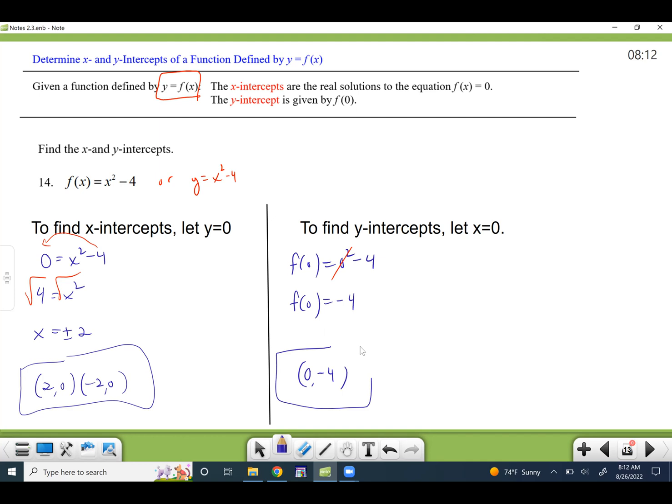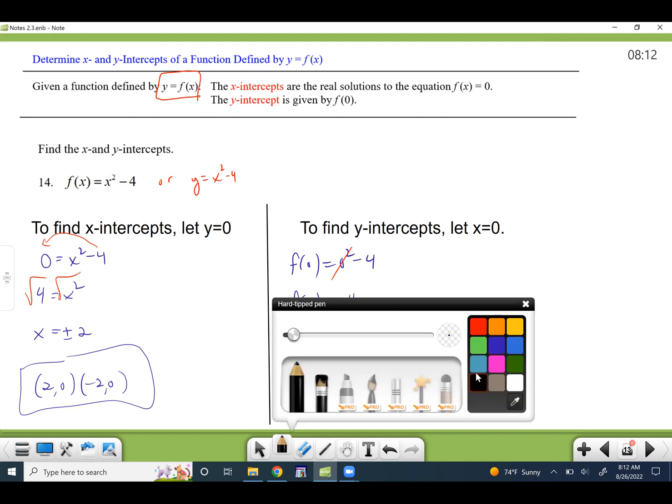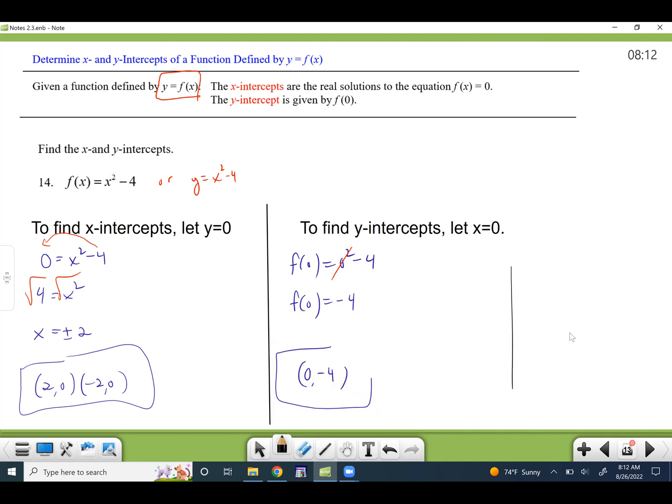And just to let you know, again, foreshadowing, if you didn't know this, it seems like a big deal. But I could have gotten this from graphing really quickly. -4 is where it would go through. 1, 2, 3, 4. Okay. And then it's an upwards facing parabola.